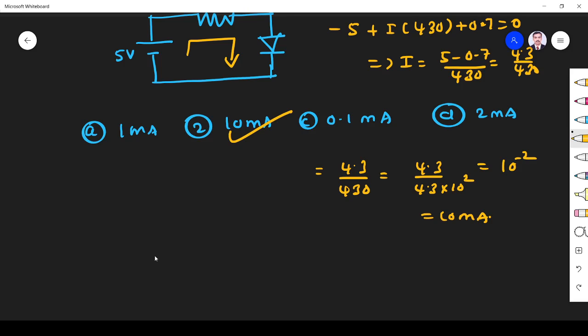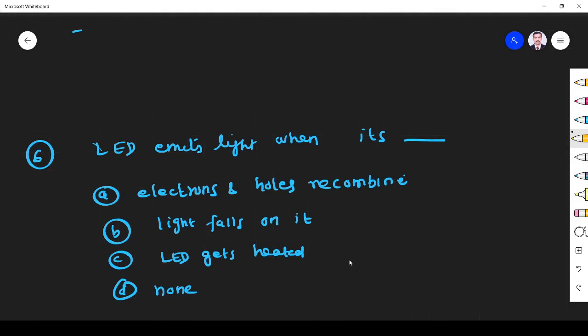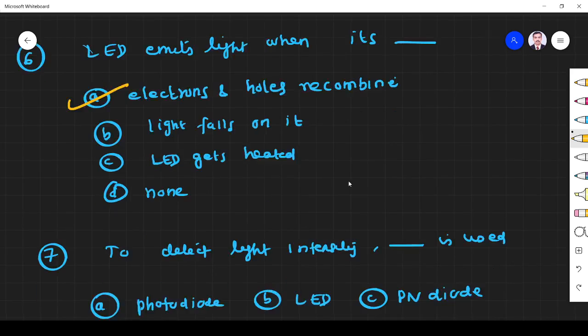Okay, next one, LED emit light when its electron and hole recombine, or light falls on it, or LED gets heated, none. So when will it emit light? When electrons and holes recombine, right? So option A is the right answer.